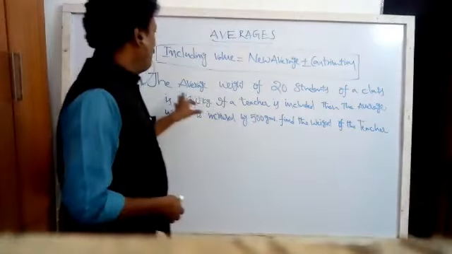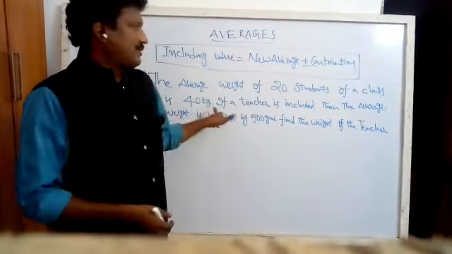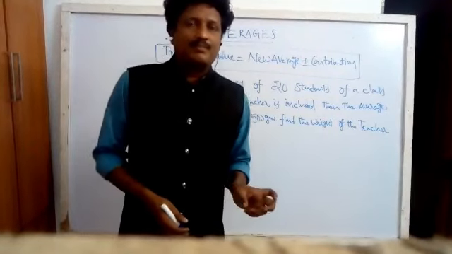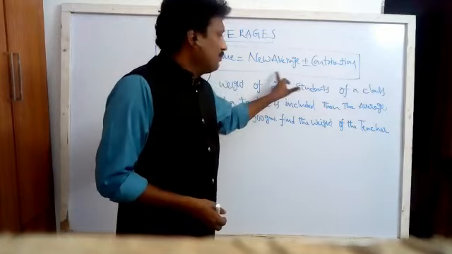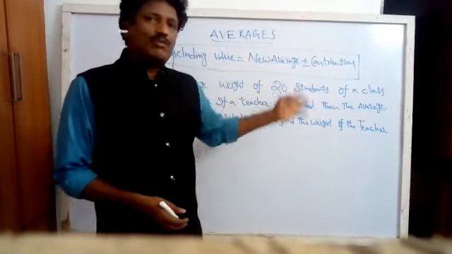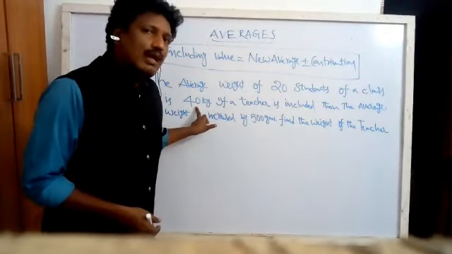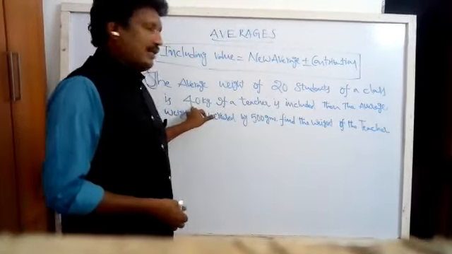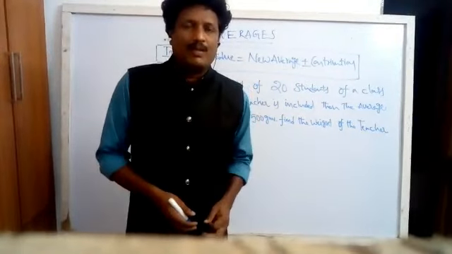Say for example, the average weight of 20 students of a class is 40 kgs. In a class there are 20 students. If there is more than one student, we have to express it as an average. So the average weight of 20 students is 40 kgs. What is the meaning of average weight? It does not mean 20 members total 40 kgs. Per head it is 40 kgs on average.